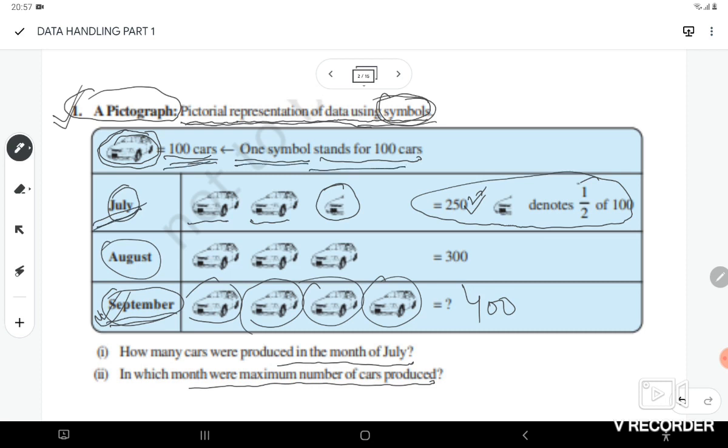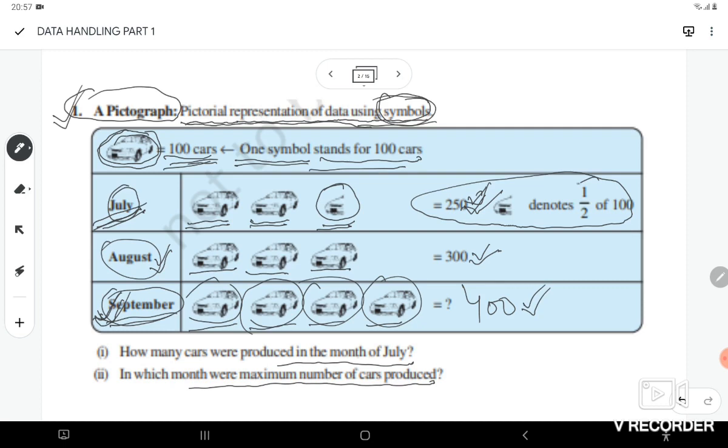So in July, when we count, it says one full car 100, one full car 100, 200, and half a car would represent 50, so it represents 250. Similarly, in the month of August, there is one full car 100, one full car 100, one full car 100, so it represents 300. Similarly, in September, there are 4 full cars which represents 400.